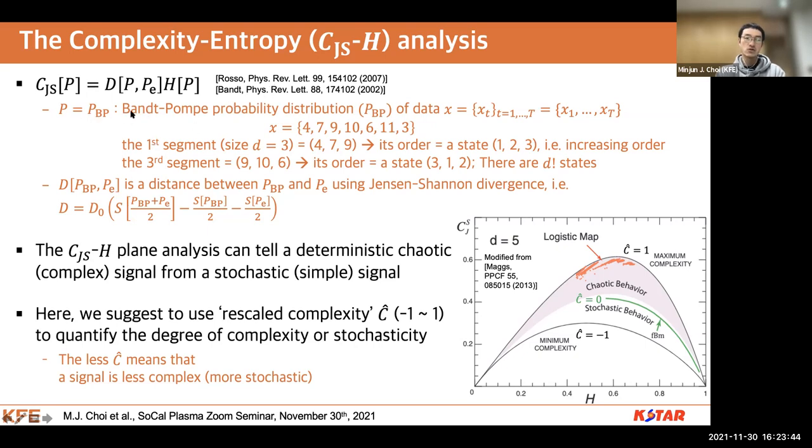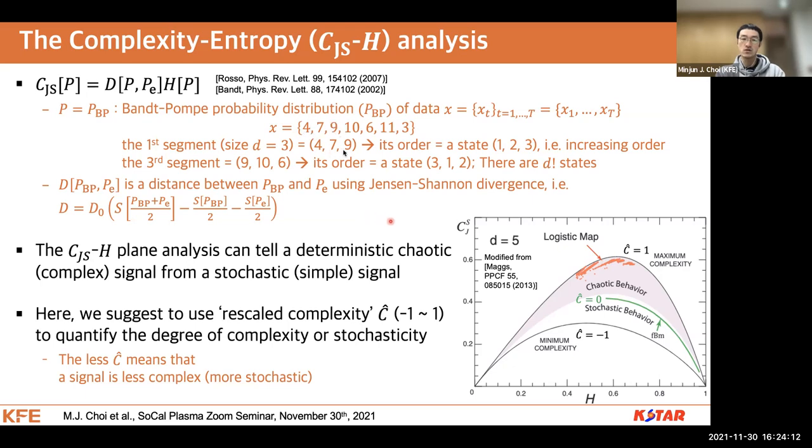For example, Rosso suggests the Bandt-Pompe probability distribution for the probability distribution. And this Bandt-Pompe distribution is explained again by example. For example, if we have a time series data like this, 4, 7, 9, something, then the first segment of size 3 will be 4, 7, 9. So this is the first segment.